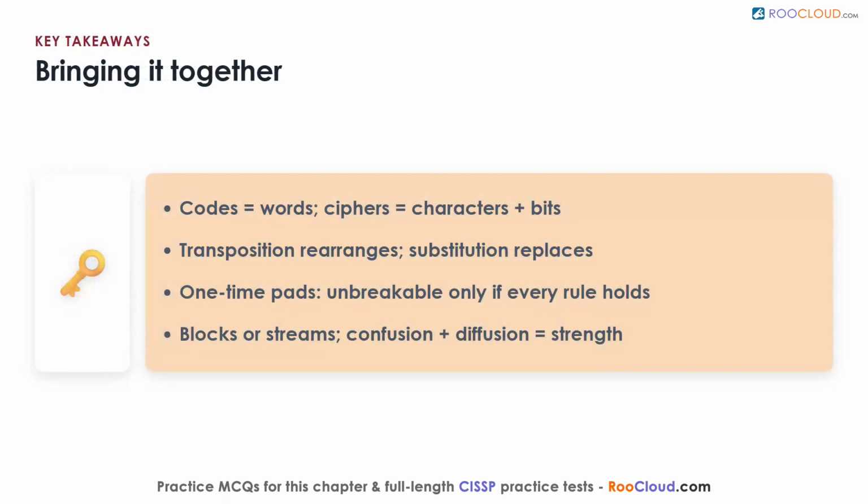So let's bring it together. Codes swap words, while ciphers scramble characters and bits. The two core moves are transposition, which rearranges, and substitution, which replaces. Simple substitutions fall to frequency analysis, while one-time pads are unbreakable only if every strict rule holds. Running key ciphers borrow their key from a shared book. Ciphers act on blocks or streams, and real strength comes from combining confusion and diffusion. These primitives underpin every modern algorithm ahead.